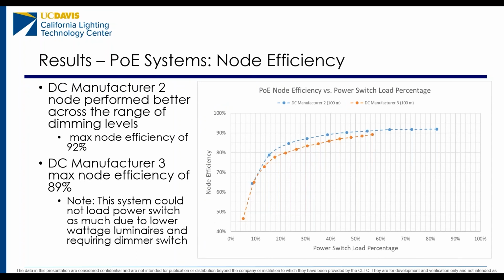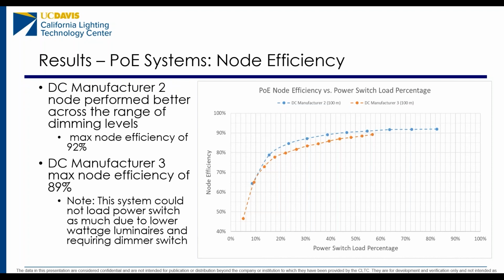So the node efficiencies for each system were determined during the dimming test to characterize the node performance across the full range of luminaire output. The DC manufacturer 2 system achieved a maximum node efficiency of 92% compared to 89% max node efficiency of the DC manufacturer 3 system. It should be noted that the DC manufacturer 3 system was unable to load the power switch as much as the DC manufacturer 2 system due to requiring the use of a dimmer switch in place of one of the 8 luminaires.